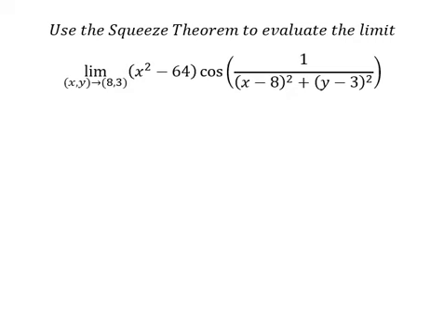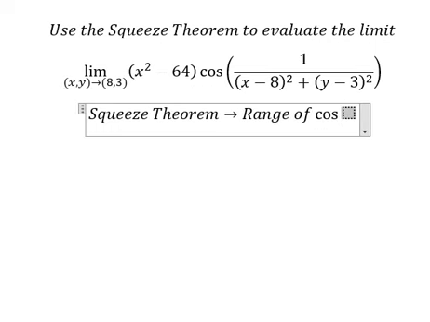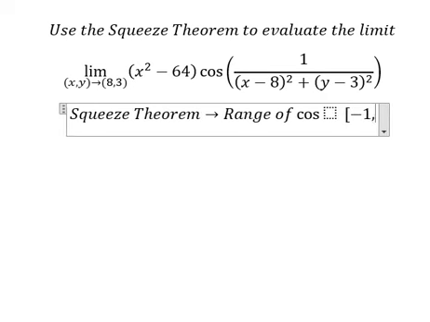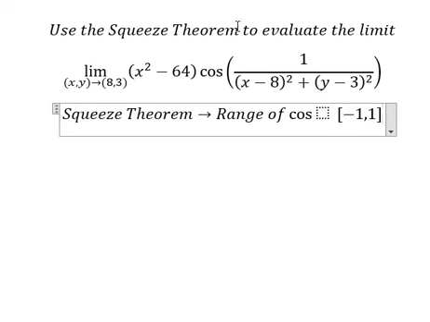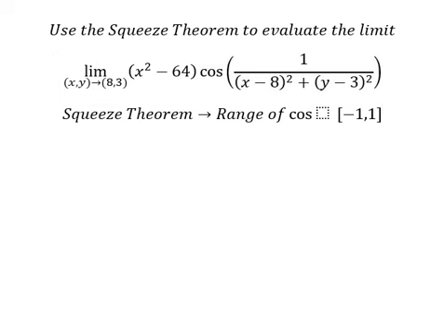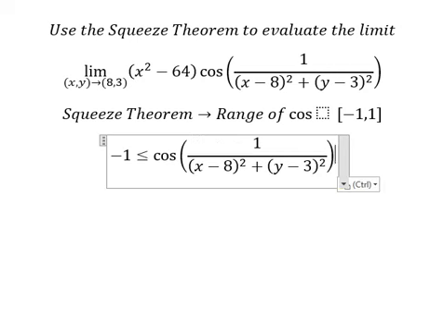So today I will show you how to find the limit. In this one, we can use the Squeeze Theorem. So we know that the range of cosine is from negative 1 to positive 1.